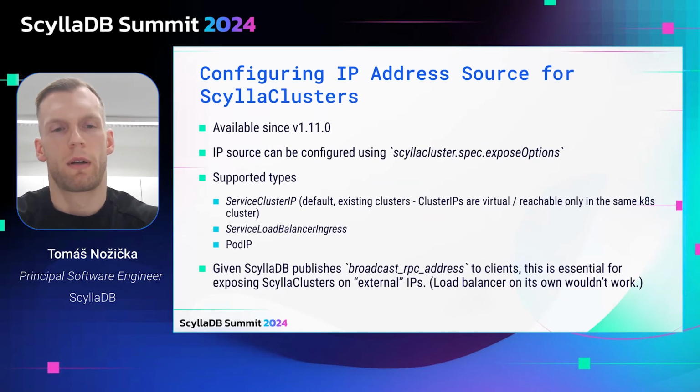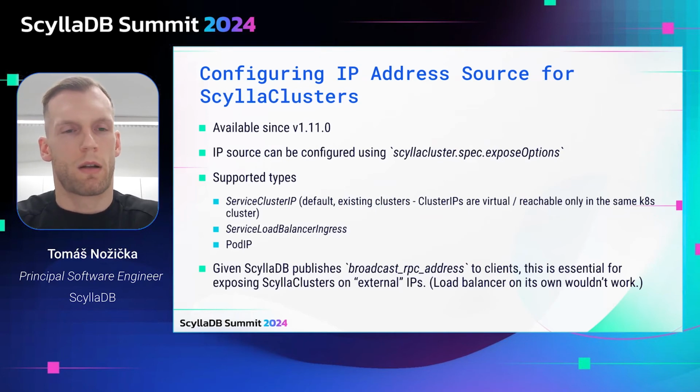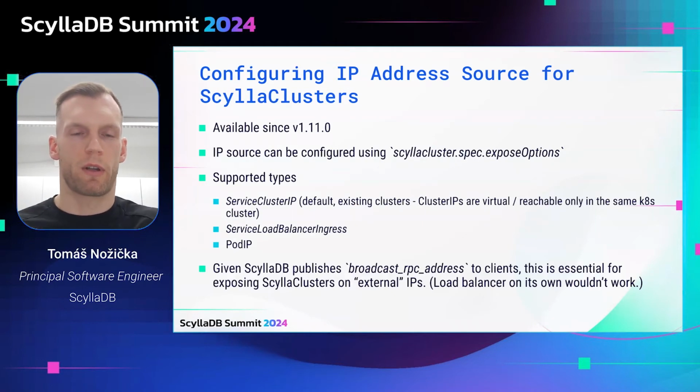So with that, we get to the newer features of the Scylla operator, namely configuring IP address source for Scylla clusters, which came in v1.11. This is quite important if you want your ScyllaDB cluster exposed out of the Kubernetes cluster where it couldn't be exposed before. Before this change, it was always using cluster IPs that are virtual within a Kubernetes cluster and cannot be reached from either your VPC or somewhere else as well.